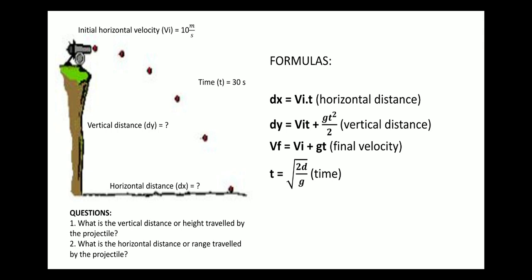So in this case, we can use the following formulas. dx for horizontal distance is equal to vi times time. dy is equal to vit plus gt squared over 2 for vertical distance. And an extra formula, vf is equal to vi plus gt, final velocity. And we have the time, square root of 2d over g. Because the unknowns are dx and dy, those are the only formulas that we will use.